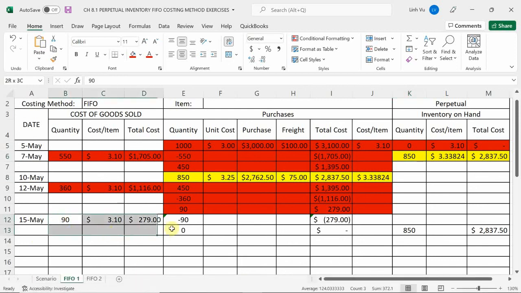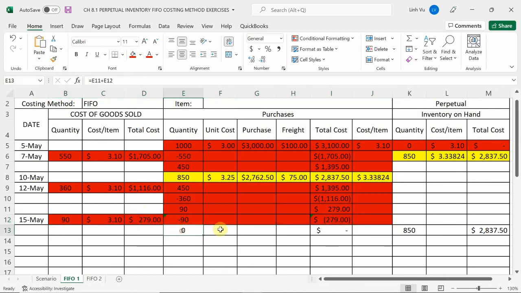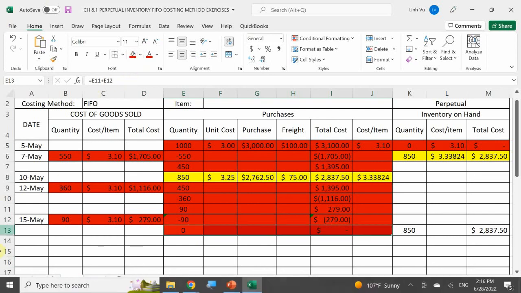And this was from my red batch. Now I need to sell 600 units. So how many more do I need to sell in order to reach 600? Well, you could do your math here.